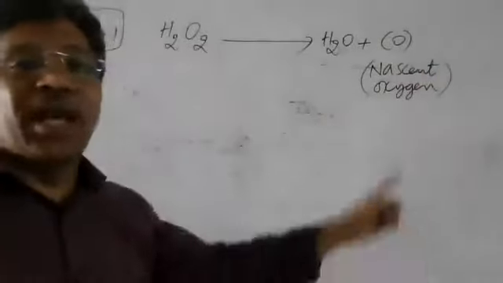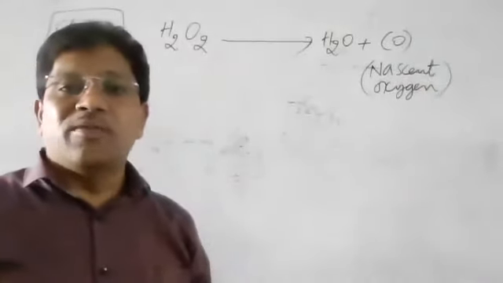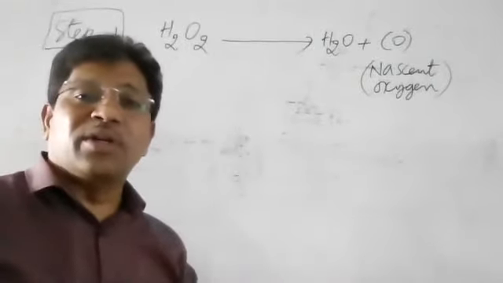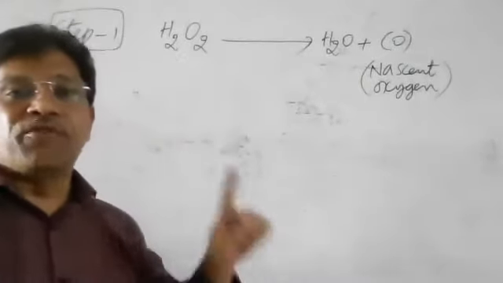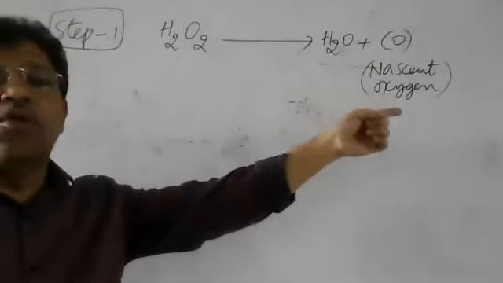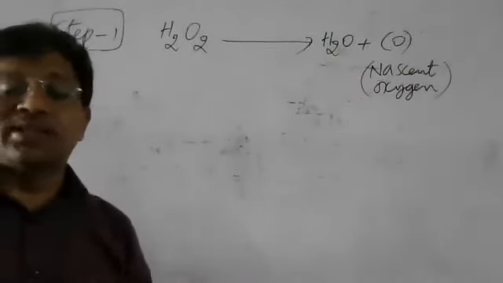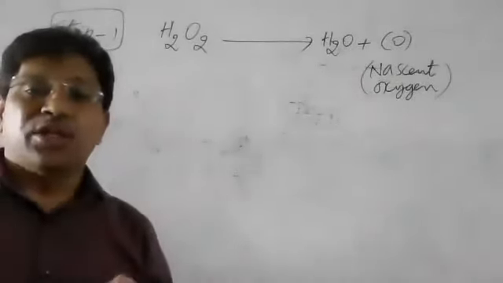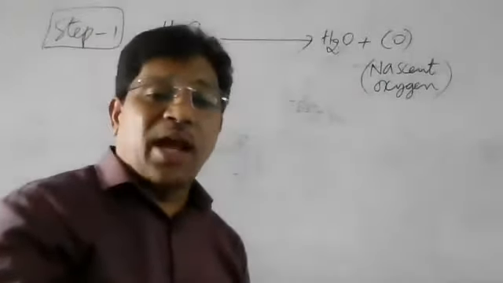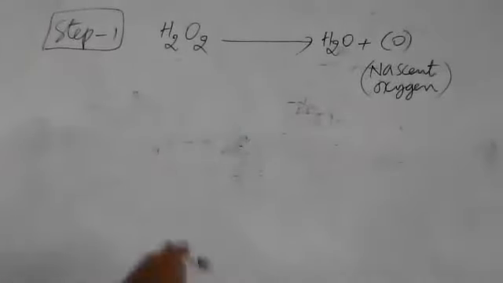So it is a highly reactive species. Highly reactive means what? Less stable. Whenever something is highly reactive, it has more energy, and more energy means less stability. So in the first step, H2O2 dissociates into H2O and O. O is nascent oxygen, meaning newly born oxygen. This nascent oxygen is a highly reactive species, so it attacks one more H2O2 molecule.